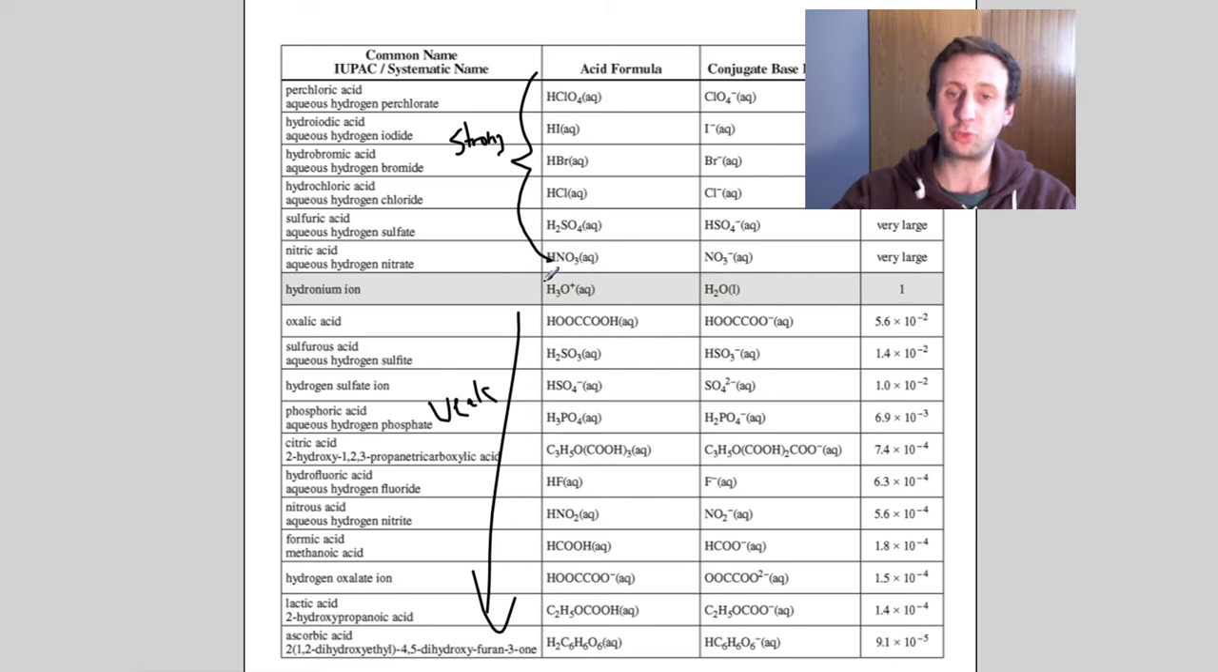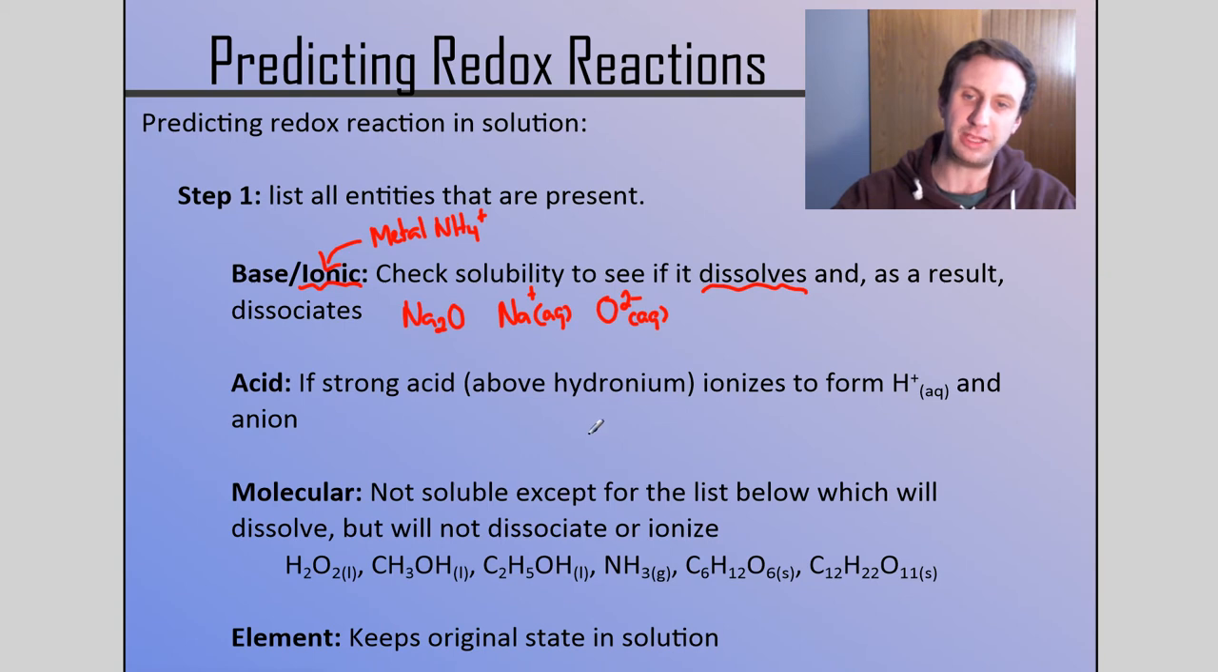If it's above the gray hydronium line, here's hydronium, yeah, gray, that means it's a strong acid. If it's below, it's weak. So we have a different rule of what happens for strong versus weak. If I have a strong acid, it's going to ionize into H+ and the anion.